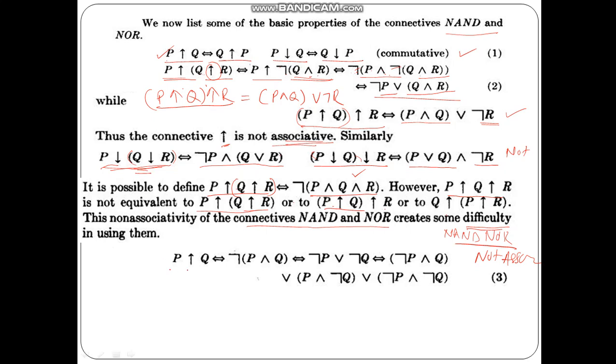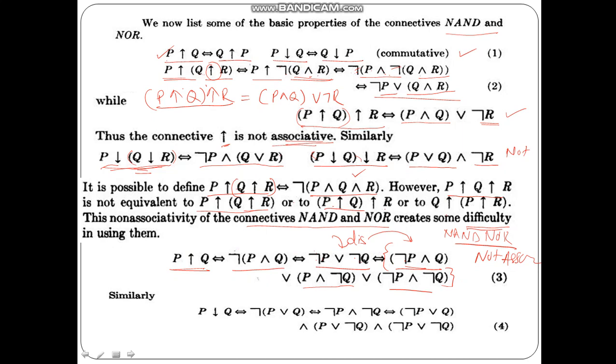Okay, so next is P NAND Q, which is equal to not of P and Q, and that is equal to not P or not Q. This is the complete formula. Now this is in terms of disjunction, and if you want to write it in terms of conjunction, then the formula is: not P and Q, P and not Q, and not P and not Q. This will be equal to P NAND Q. So that also can be used.